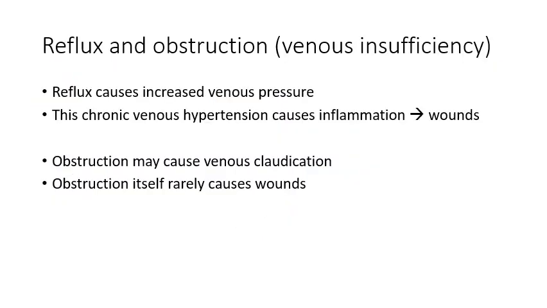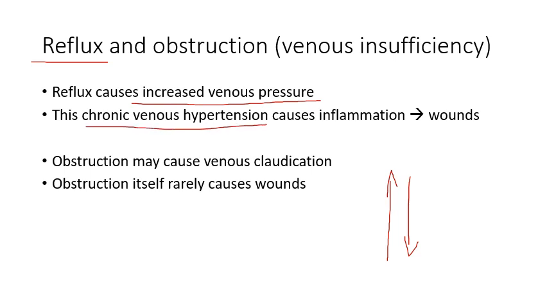So it's important here to have two expressions perfectly clear. One is reflux, meaning that the blood will be pushed up in the vein but fall back down, and this causes increased venous pressure. A chronic increased venous pressure, or chronic venous hypertension, causes an inflammatory response. It causes irritation in the capillary bed, leaky capillaries, and it triggers the immune system, and this eventually causes wounds when this affects the skin.